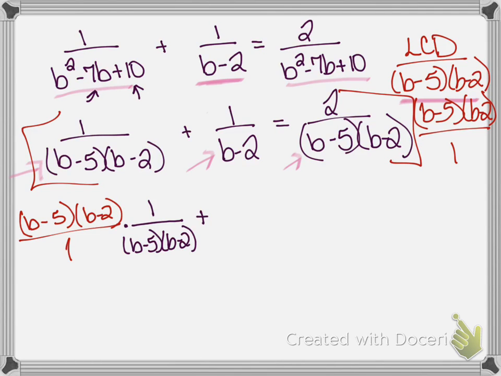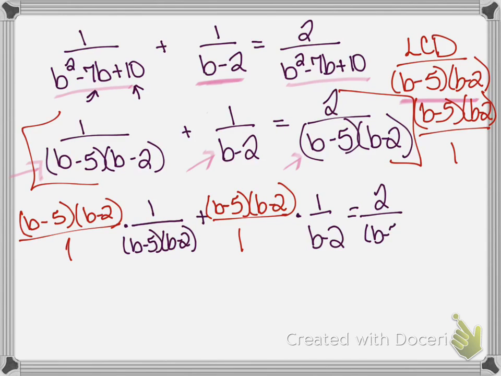Okay, I'm going to do it again. b minus 5 times b minus 2 over 1. And that is multiplied by my second expression in here. So I have 1 over b minus 2. That equals 2 over b minus 5 times b minus 2. And that's my last expression. So I've got b minus 5 times b minus 2. I didn't do too bad.